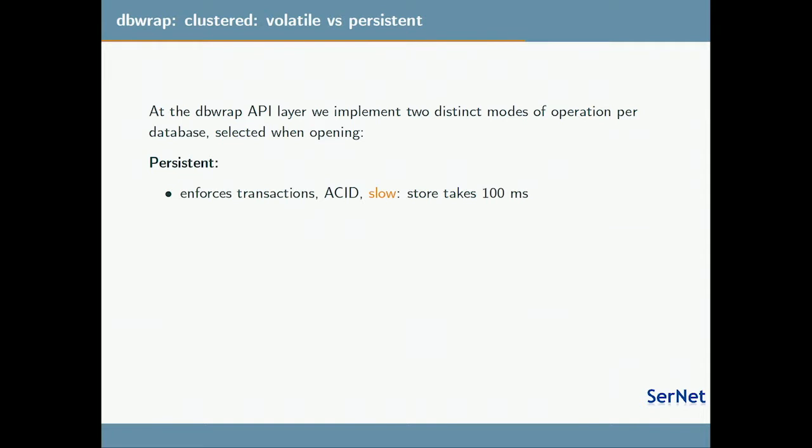So at the dbrep API layer, we implement two distinct modes of operation per database, and it's selected when opening. One is persistent, which enforces transactions, full ACID semantics. Problem is, it is really slow. I know this 100 millisecond number here is just, I came up with that figure.